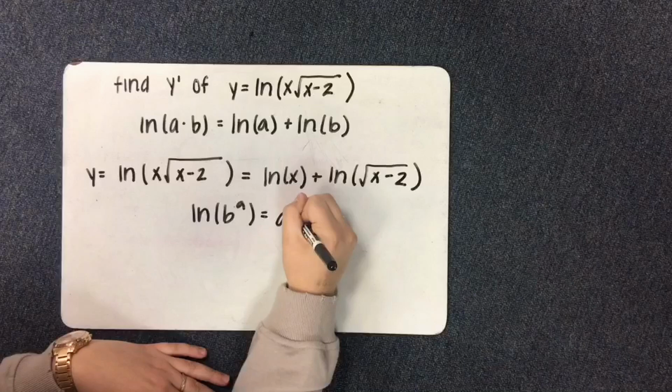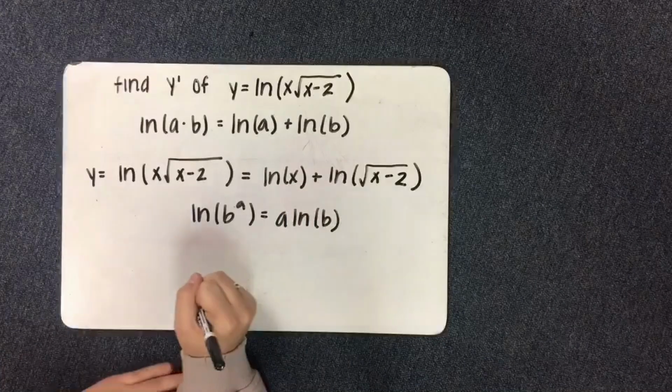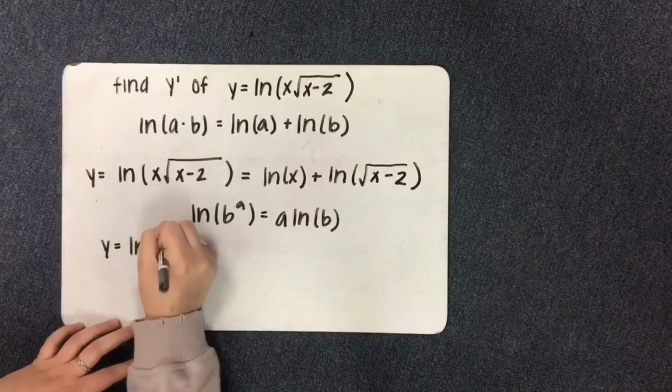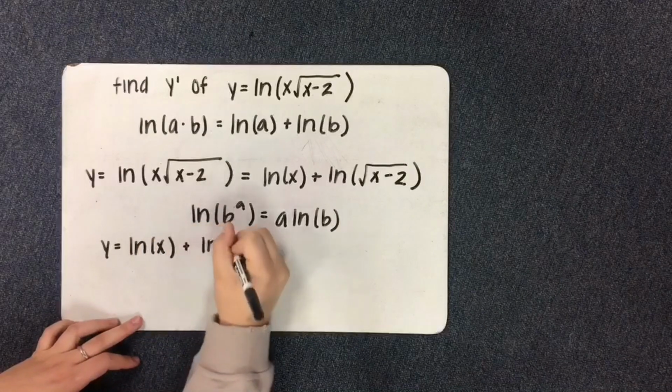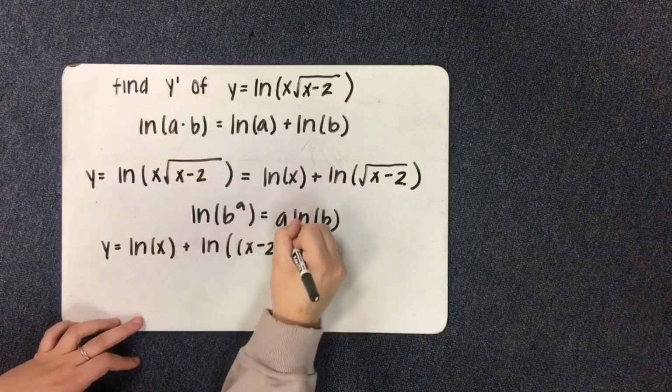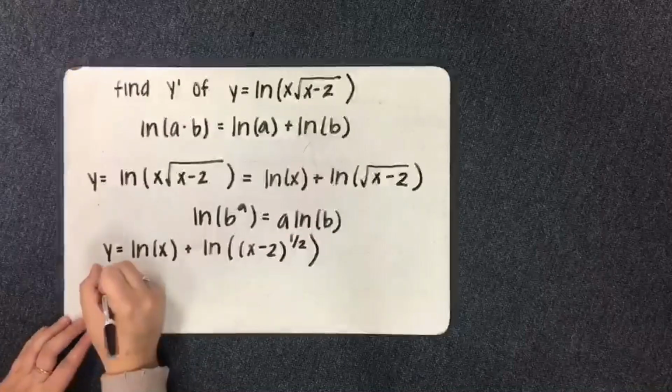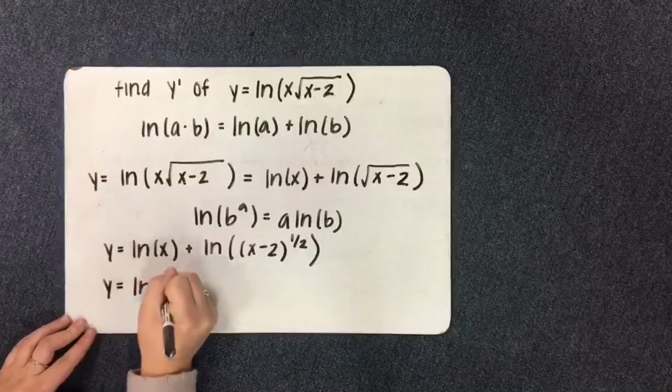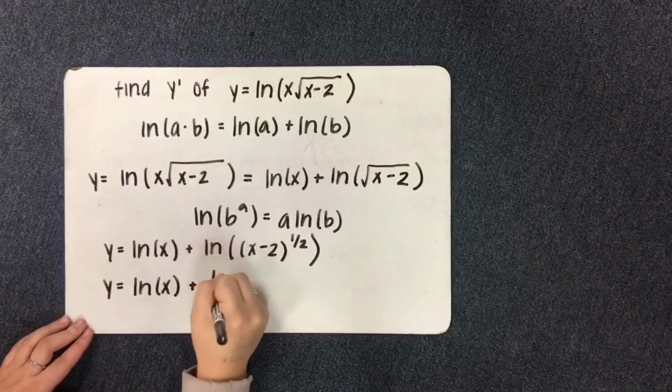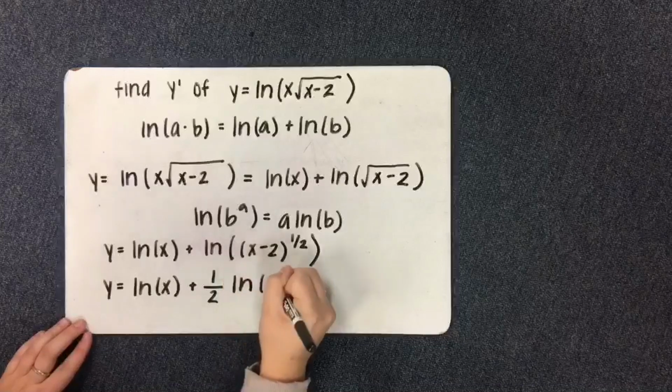With ln the square root of x minus 2, or ln of x minus 2 to the power of 1/2, can be simplified by another logarithmic property, ln of b to the power of a equaling a times ln of b, making ln of x minus 2 to the power of 1/2 into 1/2 of ln x minus 2.